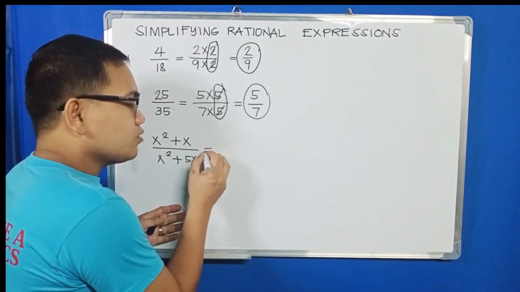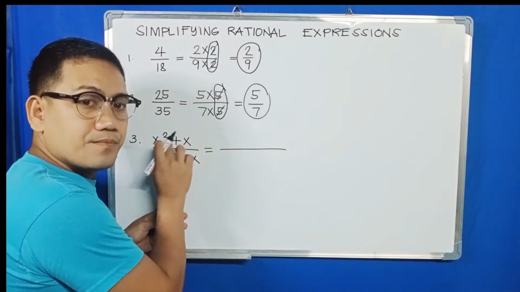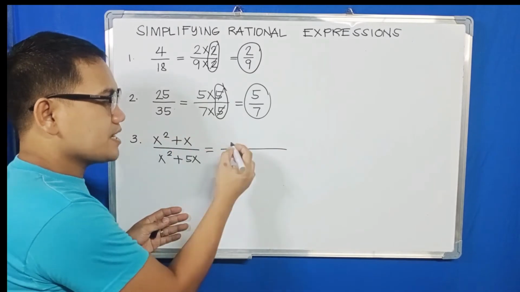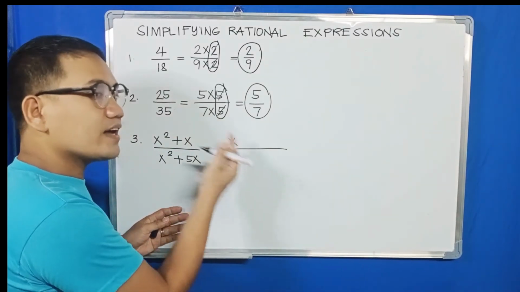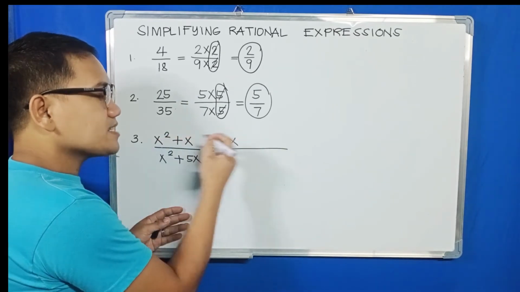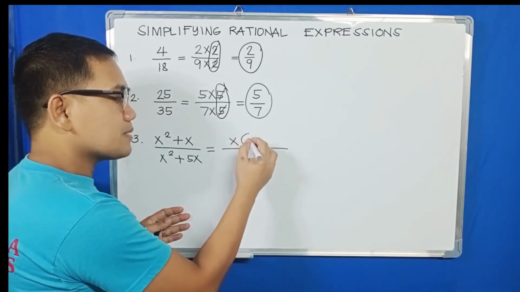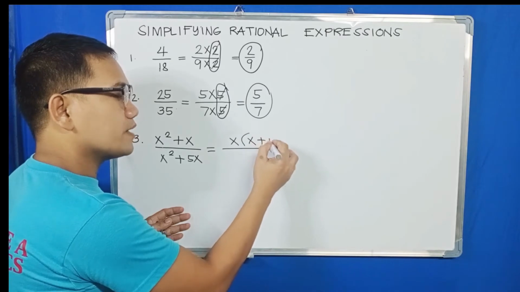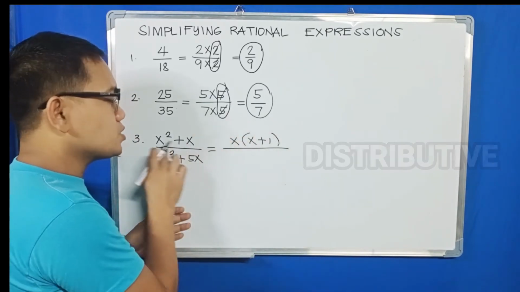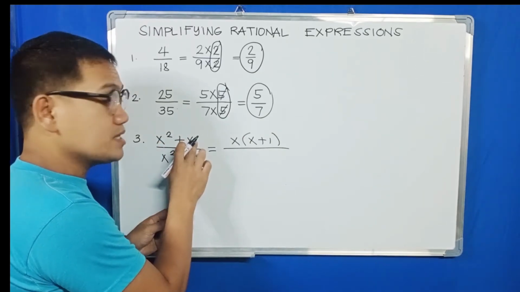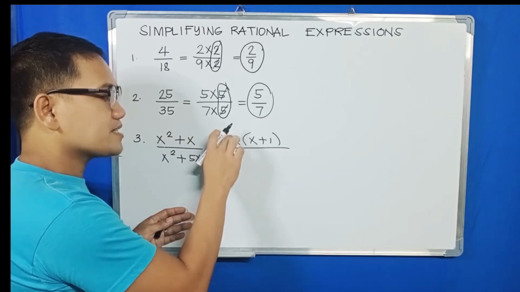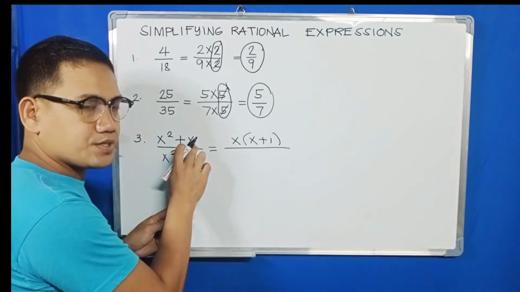So first, let's try to factor x squared plus x. So common between x squared and x is x. So we can factor out x. So x squared plus x has factored terms x times quantity x plus 1. Because if we apply distributive property, it will lead us to x squared plus x. This means x times x, that is x squared, x times 1, that is x.